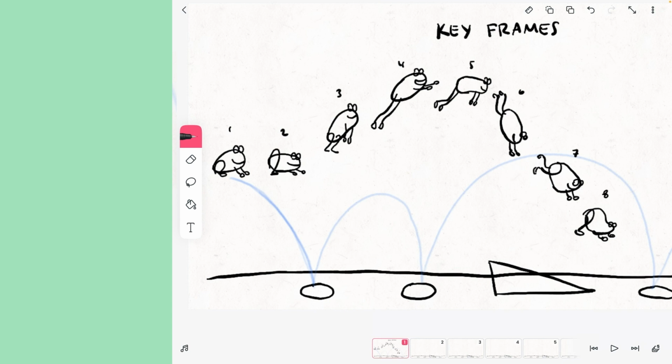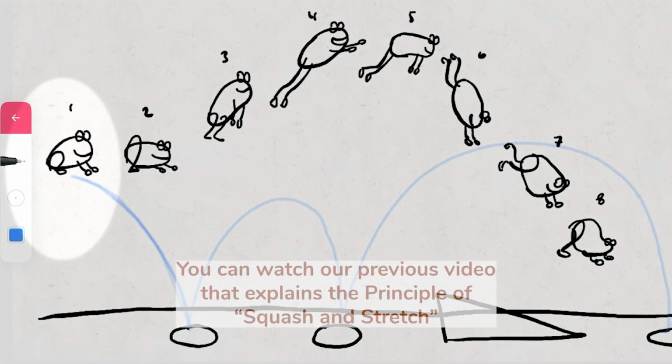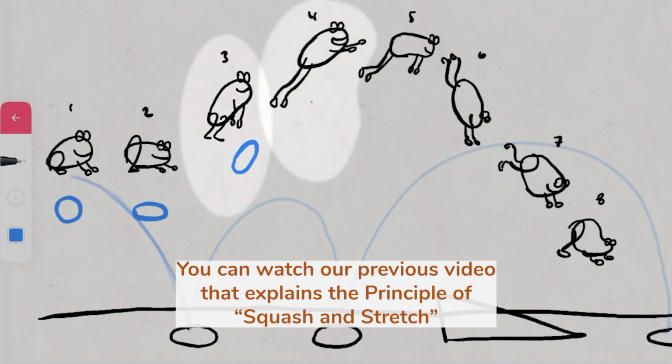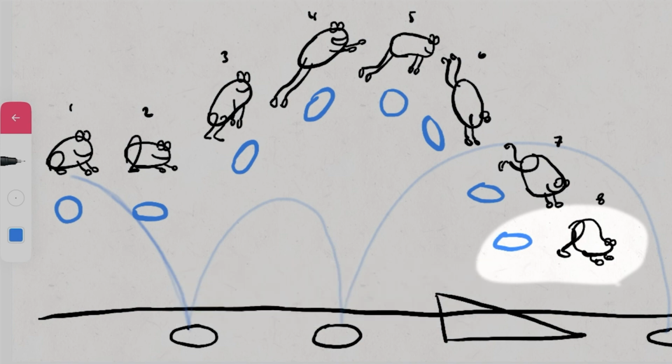Looks pretty good, right? So let's just review the main ideas here. If this frog was a ball, this is a perfect circle. This is the squash. This is the stretch. That's a stretch. Now it's coming back to being a circle. Now that's a squash. That's a stretch. This is starting to be a squash.